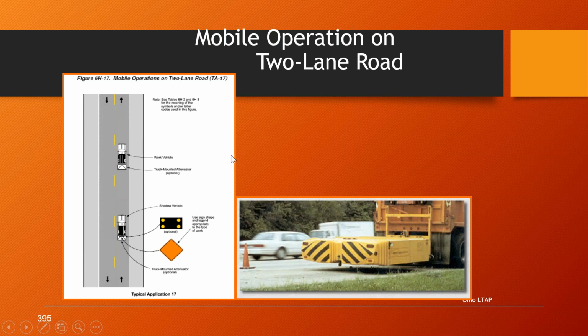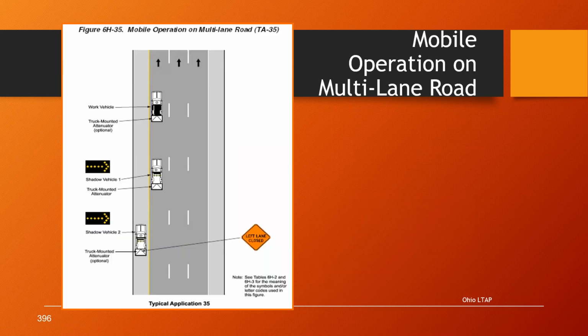The page walks you through the standards and guidance and options. And then we have the mobile operation on a multi-lane roadway. So this is like a freeway here, but they have you start out on the shoulder with an arrow board, and then the next shadow vehicle is in the lane with an arrow board. So work vehicles here. And so each vehicle has a truck mounted attenuator.